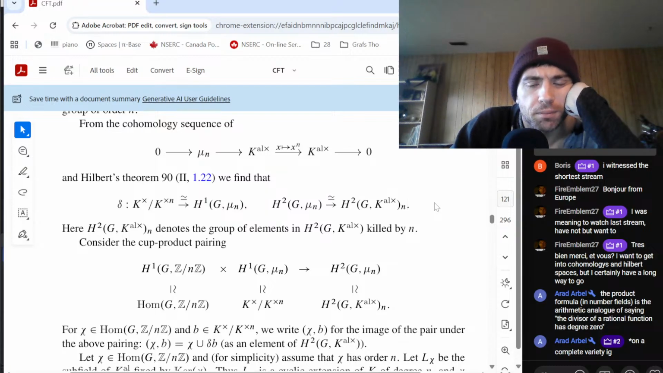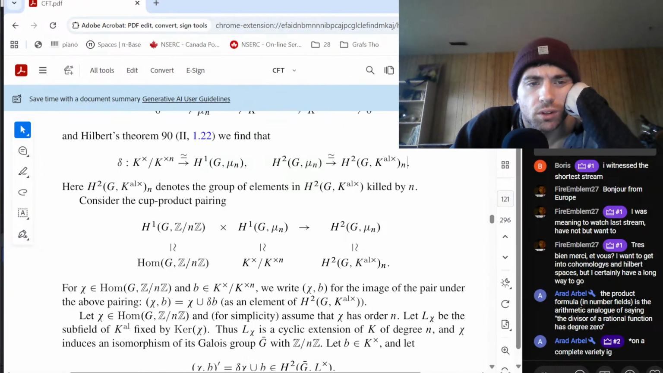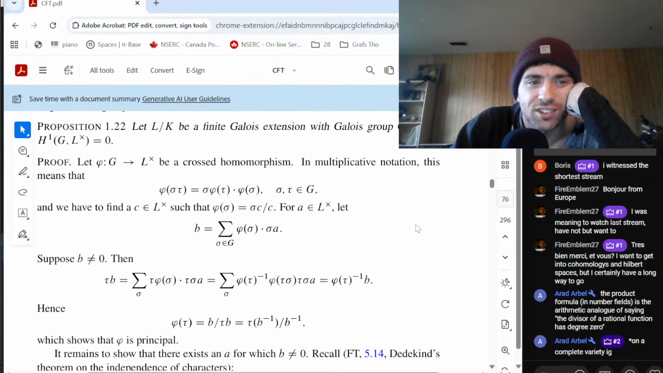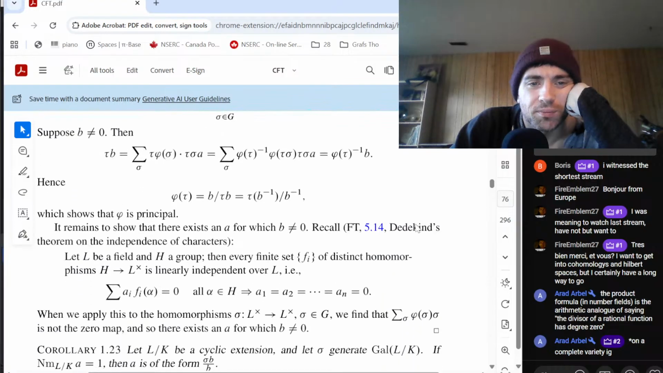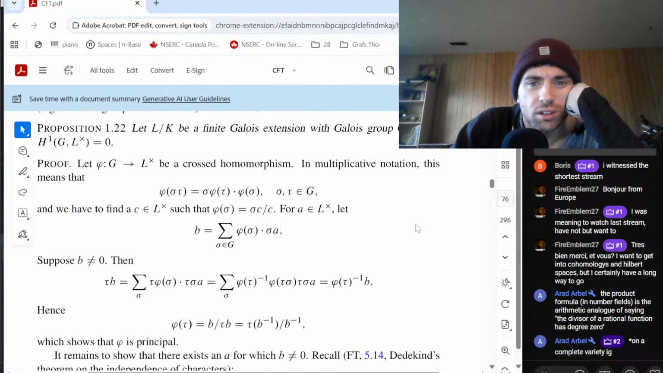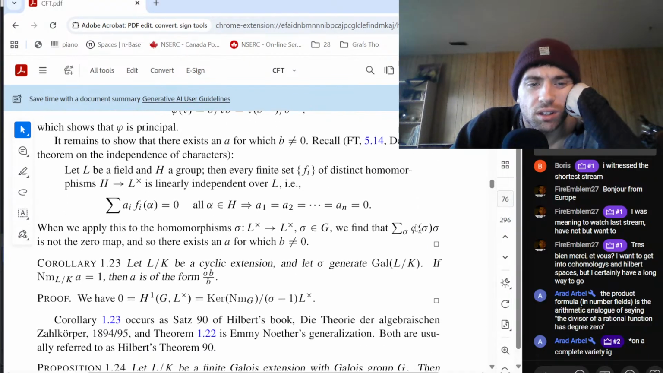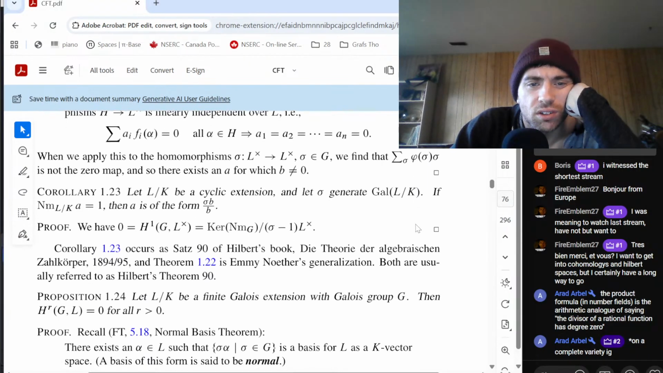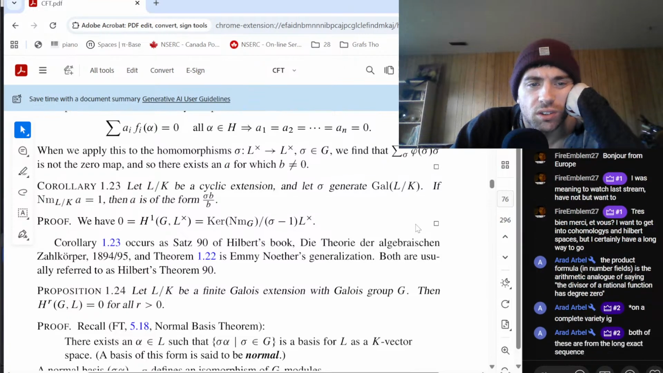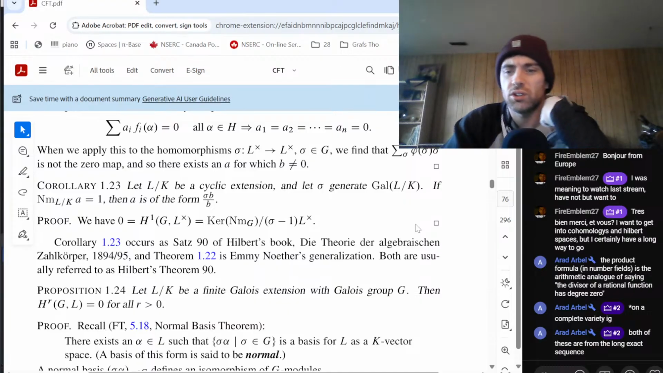Okay. Oh, wait a second. This denotes the group of these elements killed by n. Okay, let's go back to theorem 90 for a second. I mean, there's this proposition, yeah. And this. Both of these are from the long exact sequence.